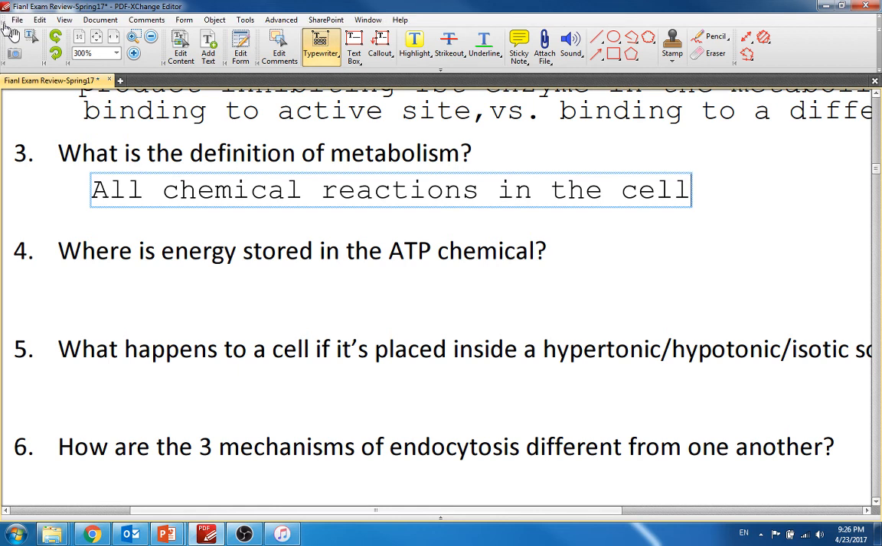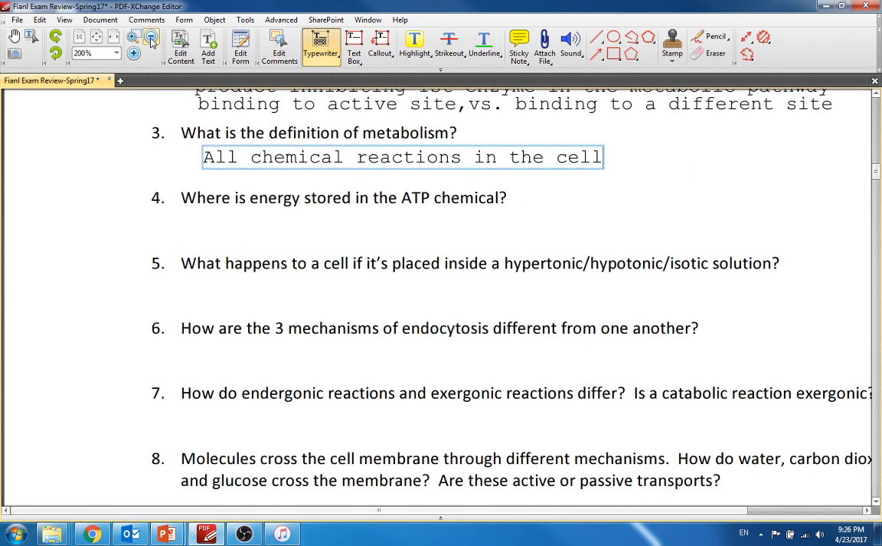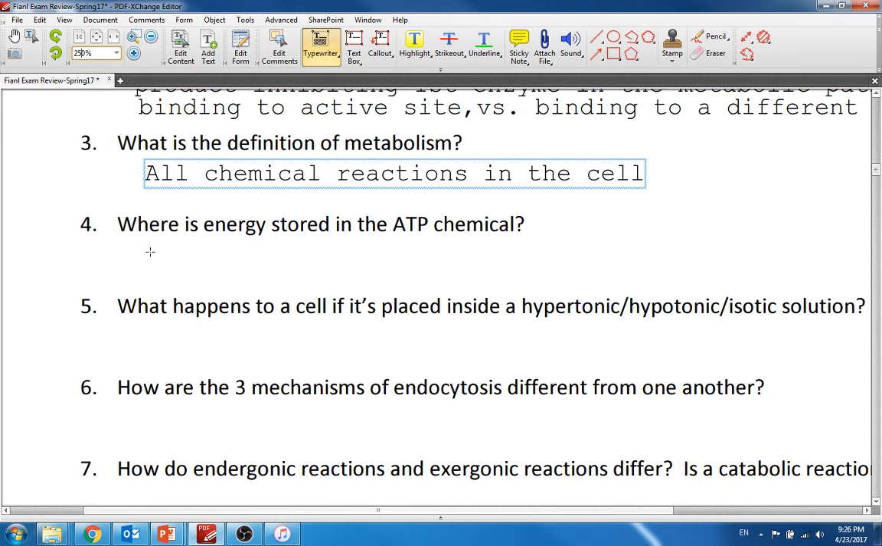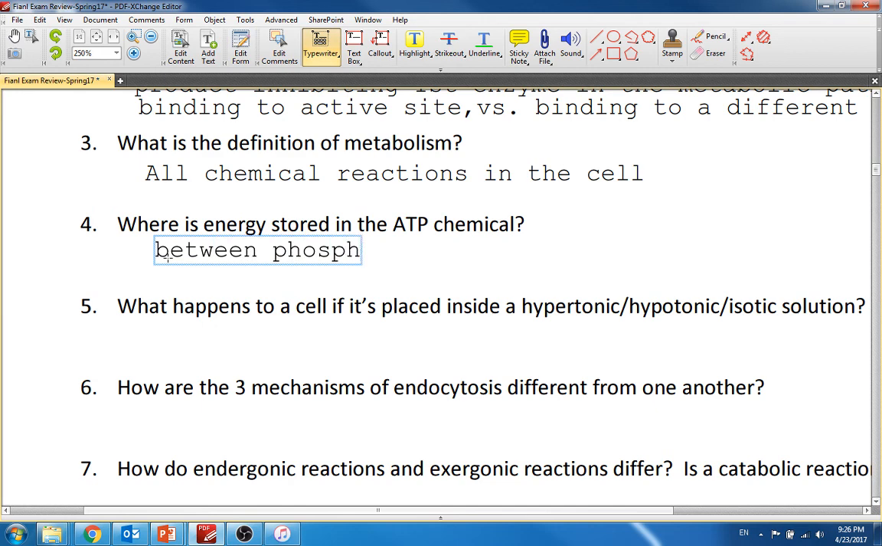Where is energy stored in the ATP chemical? So ATP has 3 phosphate groups, and the bonds between the phosphates are where the majority of the energy is stored. When ATP breaks off one phosphate, it releases energy.